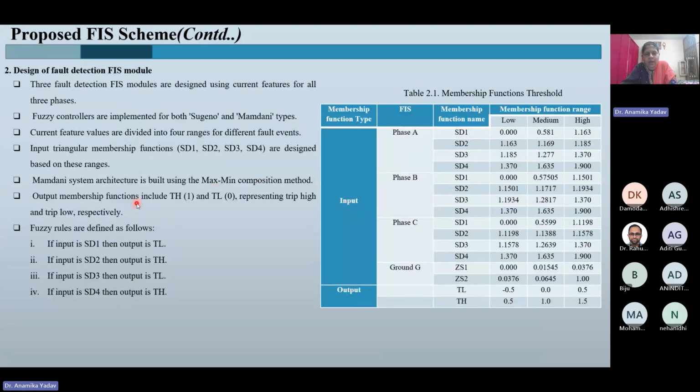And how to map these input features with the output? We want the system to detect the presence of fault, so the output should be either low or high based on the presence of fault. So there are only two output membership functions, that is T high and T low, target high and target low. Based on the SD value in different ranges, we consider it to be T low in SD1 and SD3, and SD2 is T high, and SD4 is also T high. So this way the threshold based membership functions have been decided.